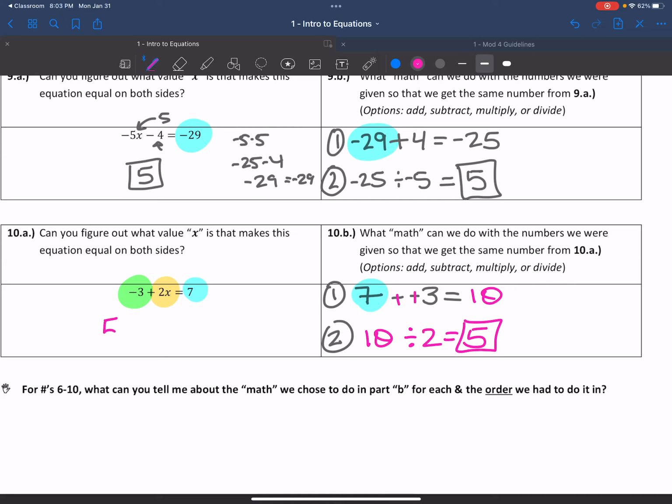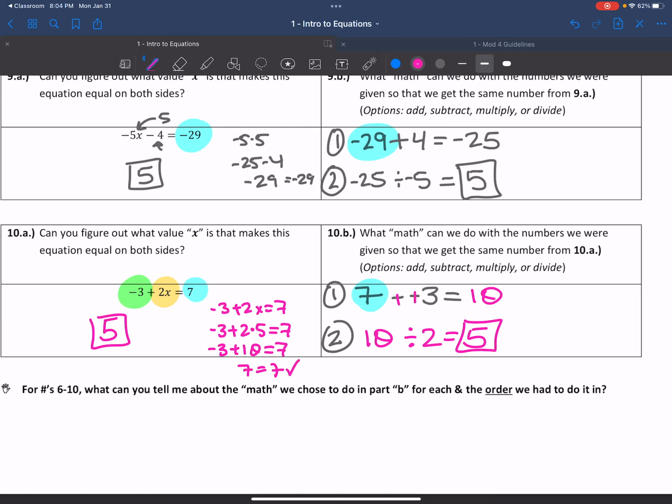And you can check your work by plugging it in. So if we take negative 3 plus 2x equals 7, replace x with 5. So we have negative 3 plus 2 times 5 equals 7. 2 times 5 is 10. Negative 3 plus 10 equals 7. This works out. 7 equals 7.